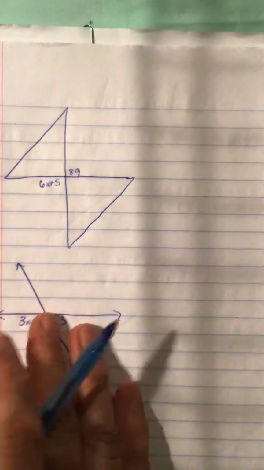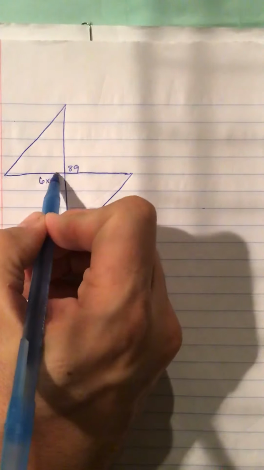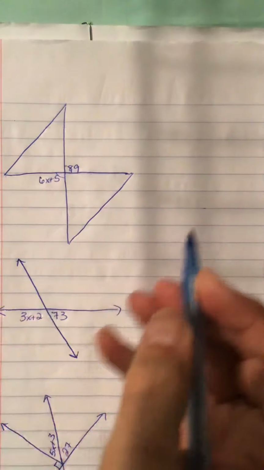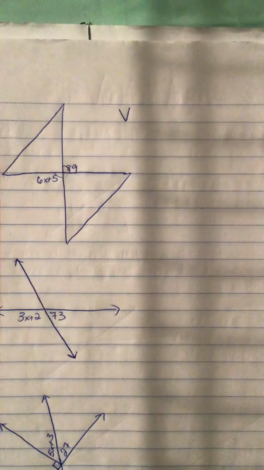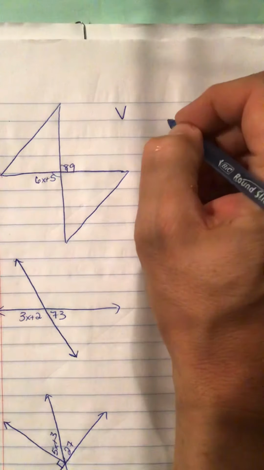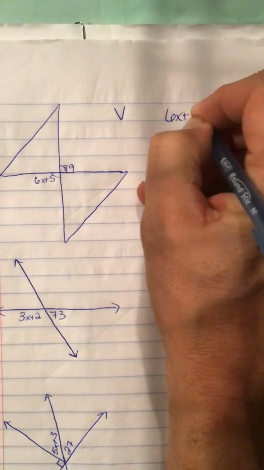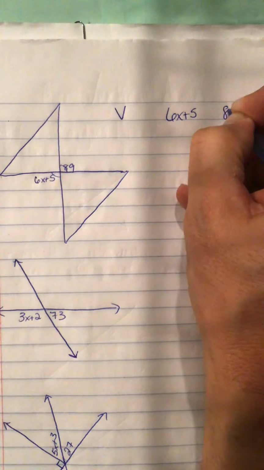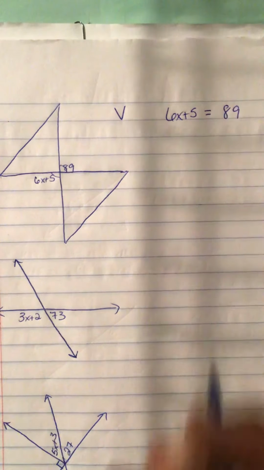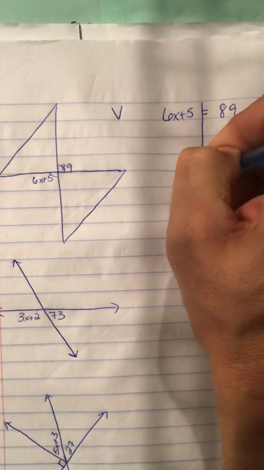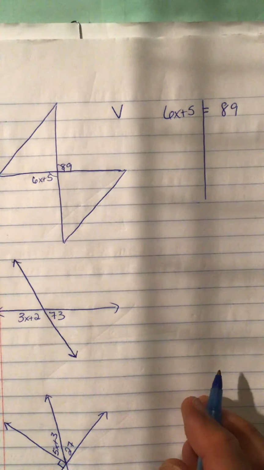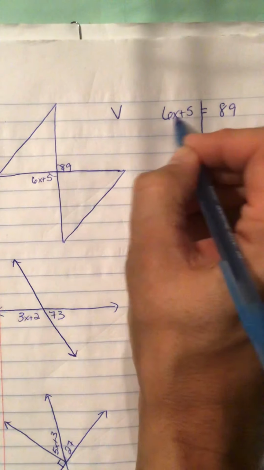Here we have 6x plus 5 and 89. These two angles are opposites of each other, which makes them, you guessed it, vertical. Since they are vertical angles, they will have the same measure. If they have the same measure, we know that 6x plus 5 and 89 are equal. They have the same amount of degree measure. So let's go ahead and solve this equation. Little two-step equation right here.